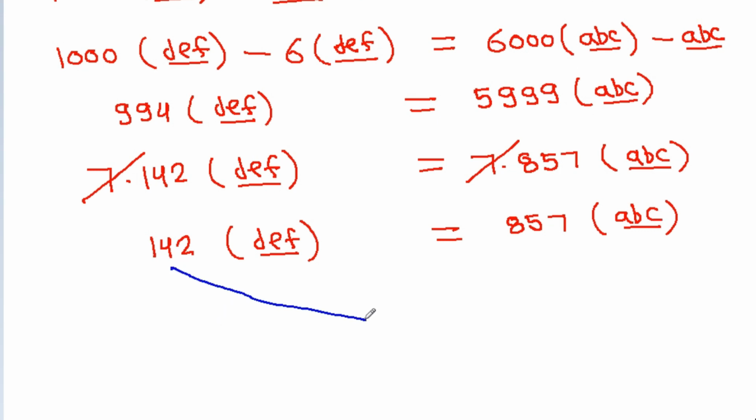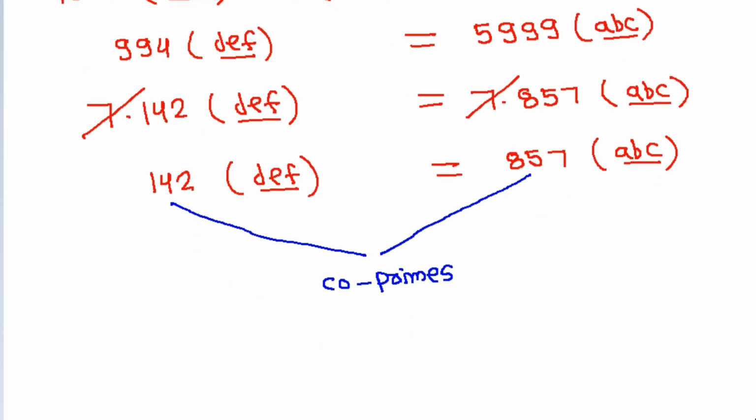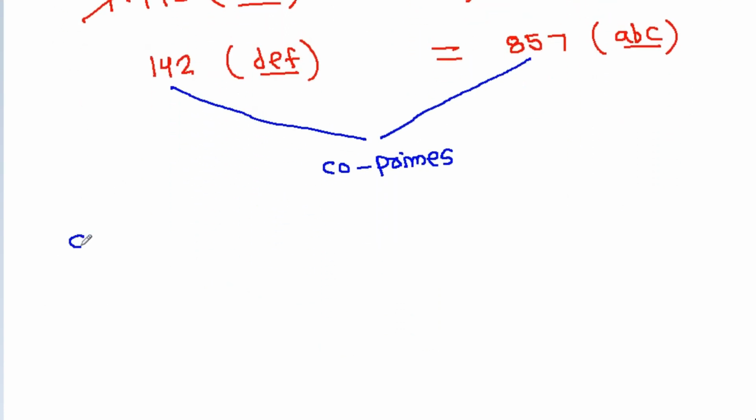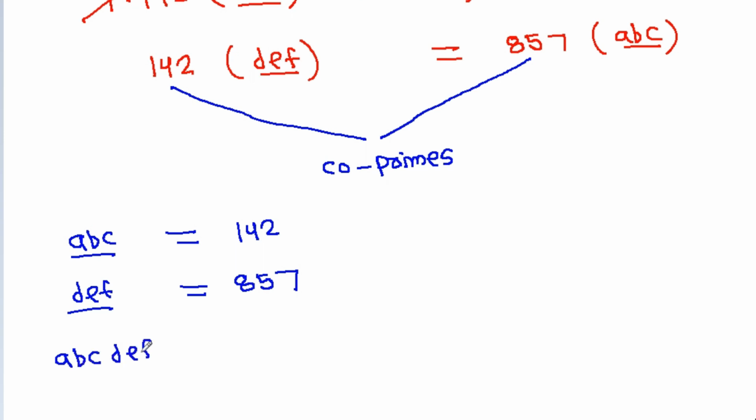And 142 and 857 are co-primes, and ABC and DEF are 3-digit numbers. That means ABC will be equal to 142 and DEF will be equal to 857. So ABCDEF will be equal to 142,857.